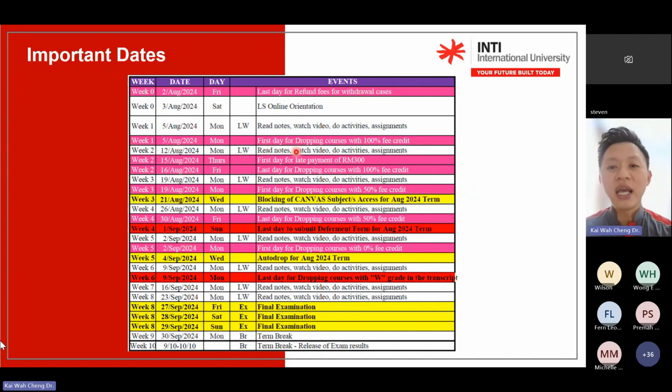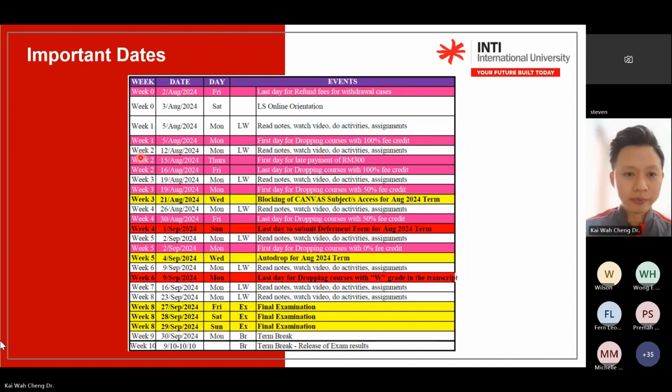And then we have the first day of dropping courses with 100% fees credit. The term 100% fees credit refers to when you want to add or drop certain courses, you still have the flexibility to do it, with 100% fees credited back to your student account, and the amount will be carried forward to the next modular term. You will not be able to withdraw the money back to your personal account, so the money will go back to your student account. This is what we call 100% fees credit.